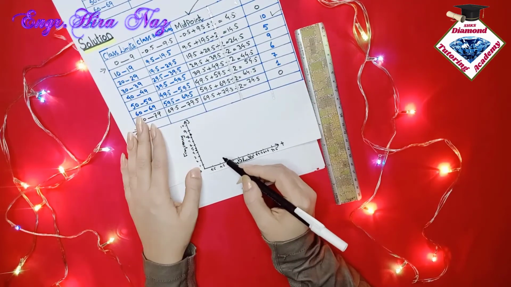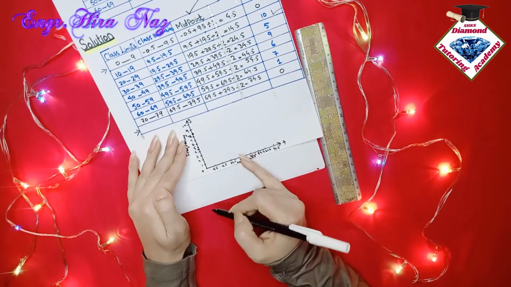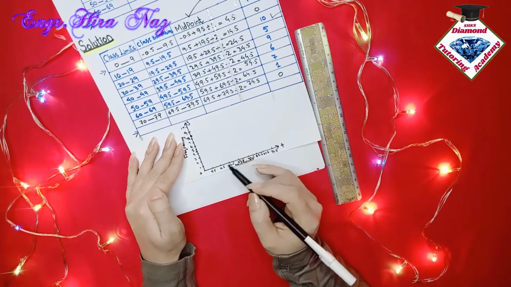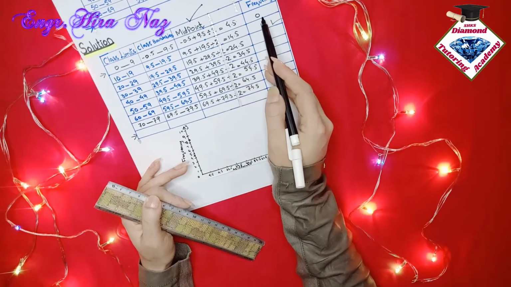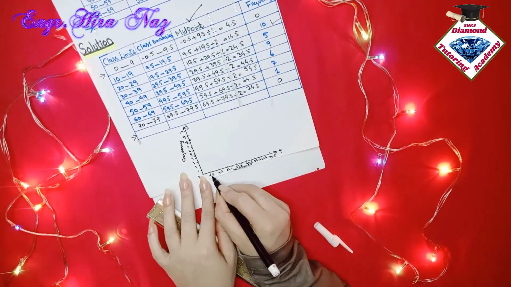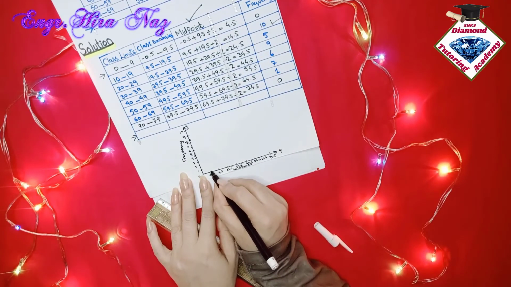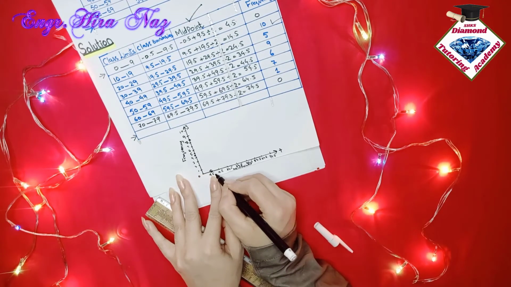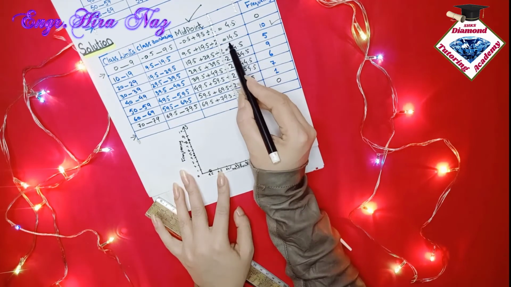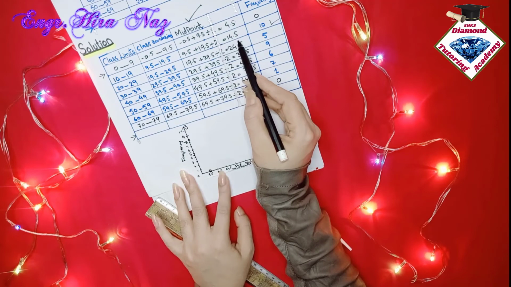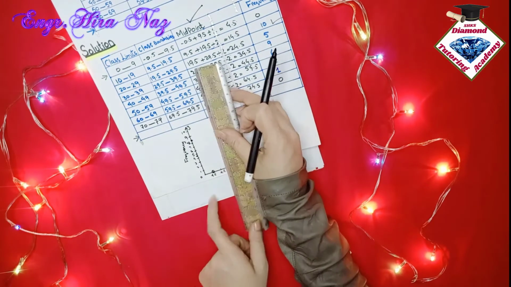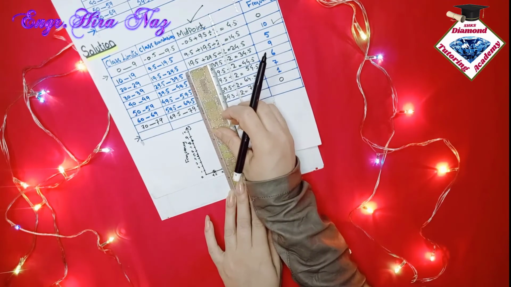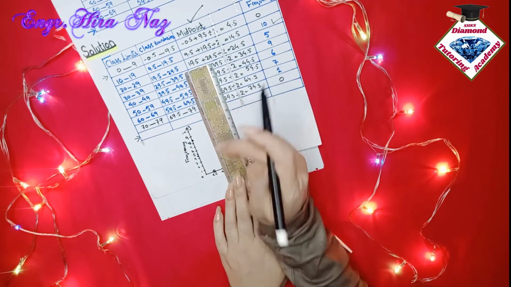Now mark a point against frequency for each corresponding midpoint. Understand? So let's see here. For midpoint 4.5, frequency is 0. So here midpoint is 4.5, frequency is 0. So we can mark a point here. Next you can see for the 14.5 midpoint, frequency is maximum, that is 10. You can mark here like this.